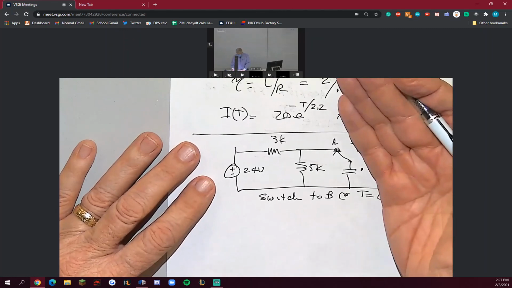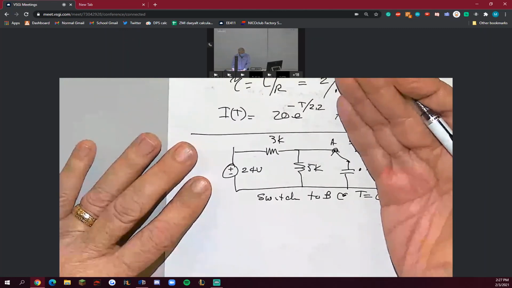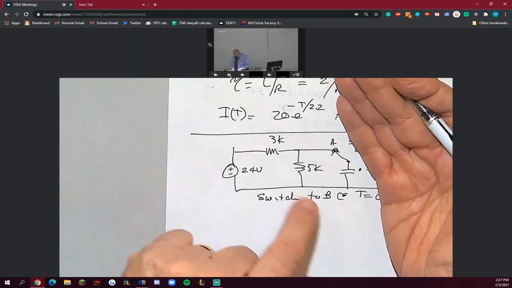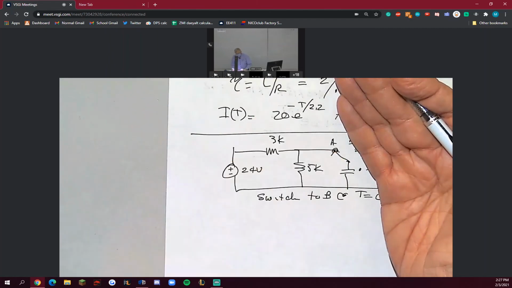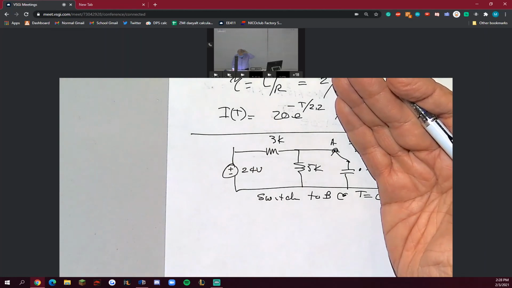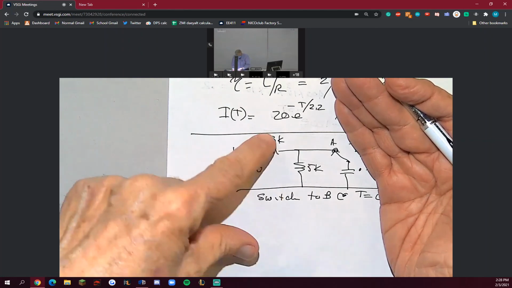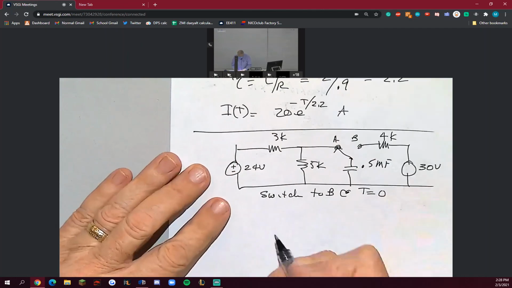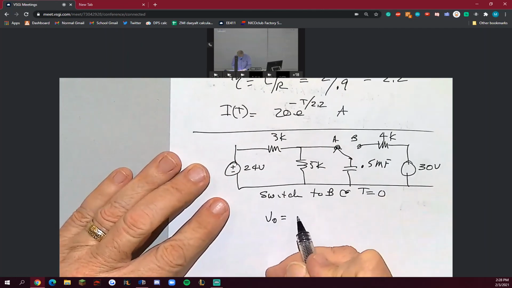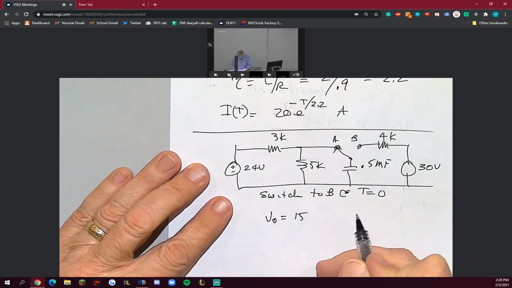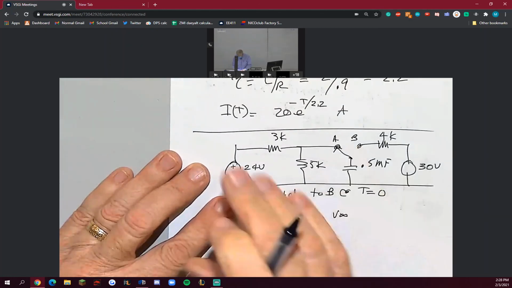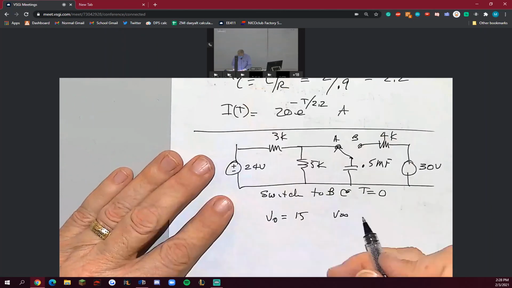For V0, well, the circuit we've got is this. We've got 24 volts and a voltage divider that connects to the capacitor. So 24 volts, the voltage divider is going to be, what, 15 volts? Yeah, because of 24, we'll have 9 and 15, yes. So V0 is equal to 15 volts. V infinity, now the switch is flipped and we get the full 30 volts.